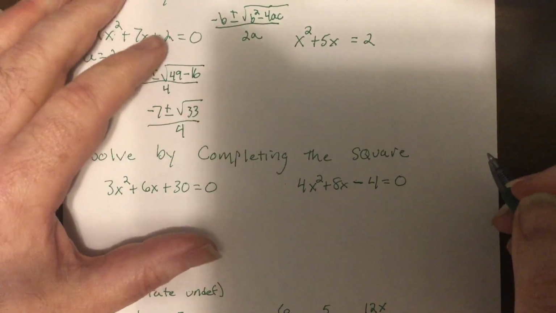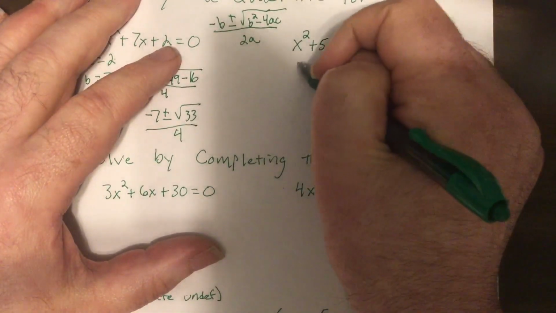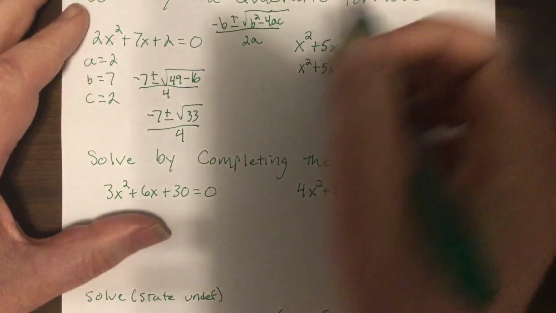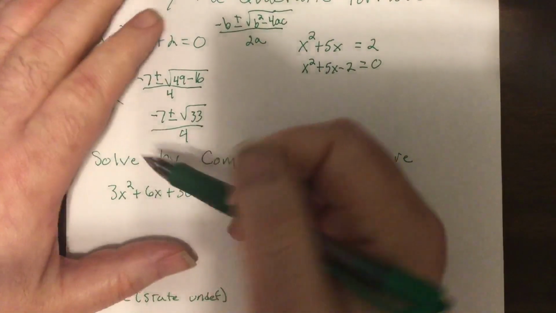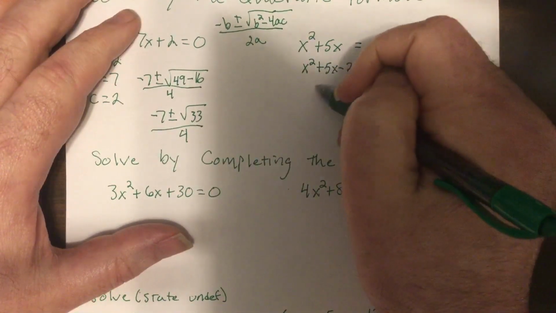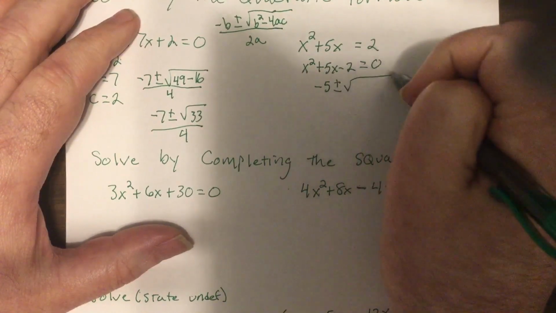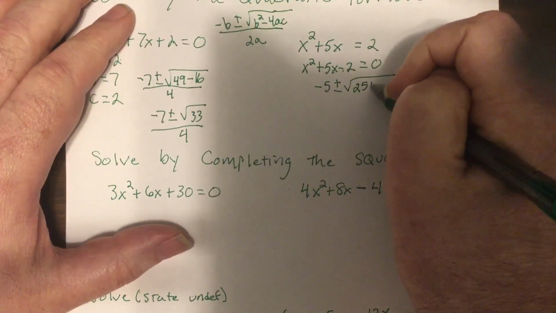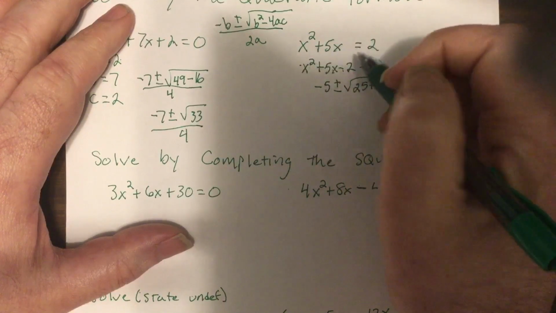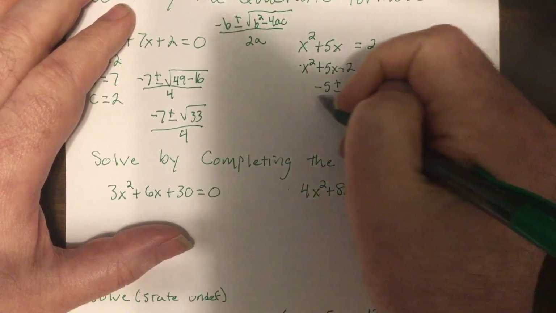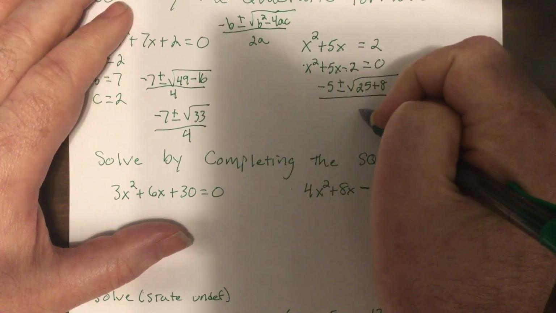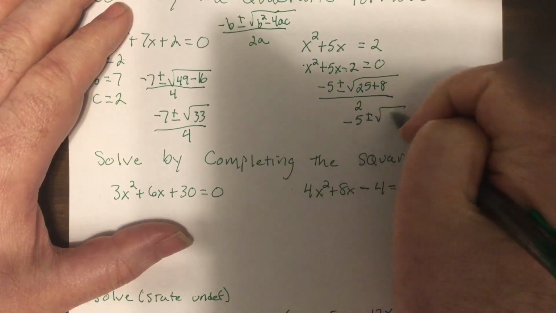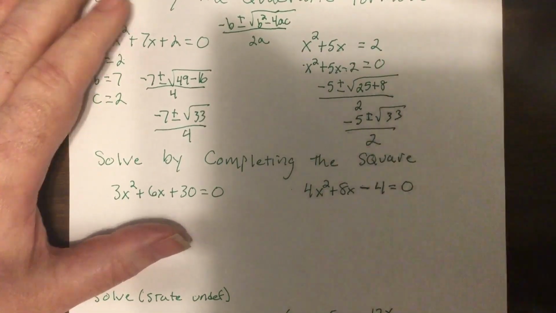This one, you've got to get everything on one side. So I'm going to subtract 2. Now, there's no rule saying you must write A, B, and C down. And I'm not going to this time. So it's the opposite of B, plus or minus the square root of b squared minus, but c is also negative, so it becomes a plus, 4 times a times c, which is 8, all over 2a. A is 1, so it'd be 2. So it's negative 5 plus or minus square root of 33 over 2.